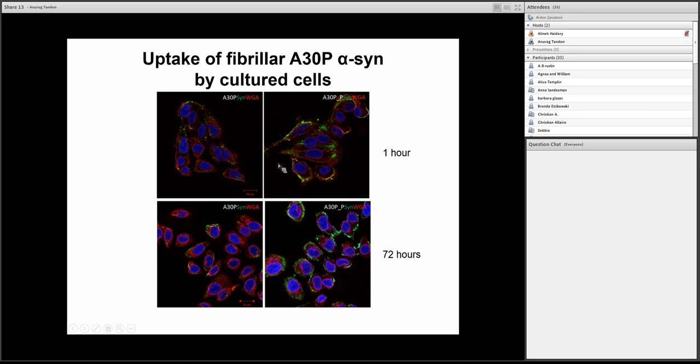When we look at the phosphosynuclein, there's a clear increase in the amount of phosphosynuclein being bound by these cells and accumulated. And over 3 days, versus 2 hours, we see quite a bit more alpha-synuclein, some of it being internalized, but significantly more than the non-phosphorylated. So we think that the phospho really modifies how synuclein aggregates, and how quickly it's taken up by cells.